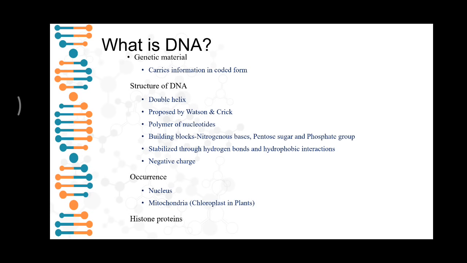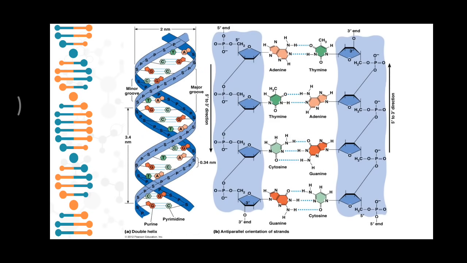There are some major proteins, the histone proteins, where the DNA is folded and condensed into the form of nucleosome, then further condensed to form the structure of chromosome, which is stored inside the nucleus. This is a general structure of the double-stranded helix.